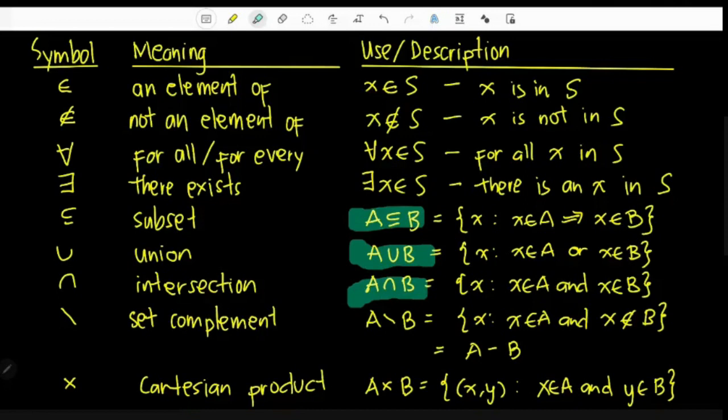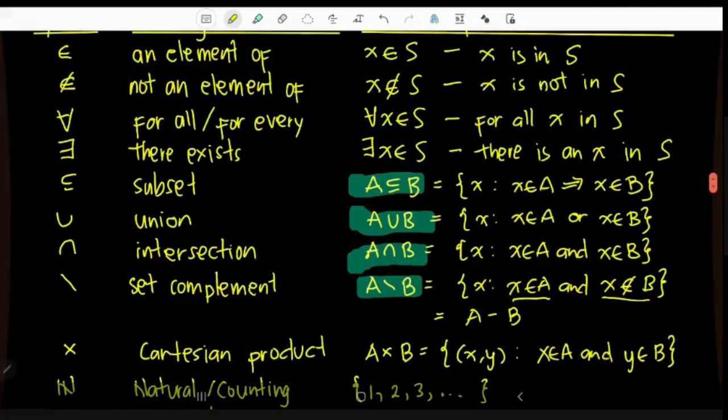Now, set complement is a backslash. So, pagka sinabing A set complement B, or in other terminology, we use A minus B. So, that means all elements x that are in A, but not in B. So, it's in A, but it's not in B. So, that's A minus B.